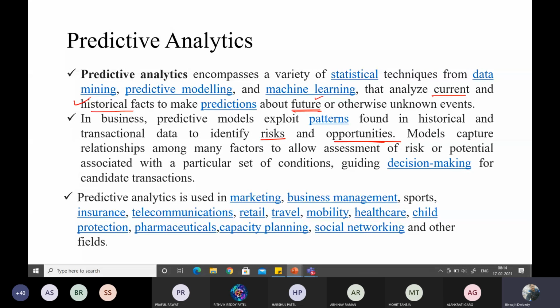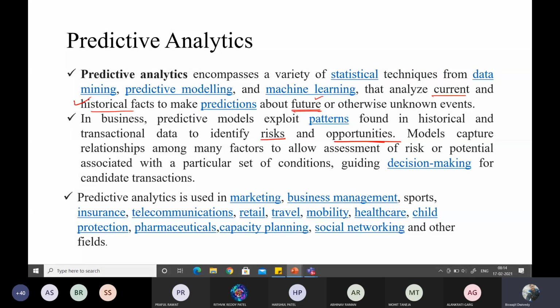So basically, we'll be trying to identify your risk or potential, and those will be based upon some conditions. It's not that we'll be randomly picking the data and analyzing it to find out the risk or your opportunities. There will be some conditions. Based upon those conditions, we will be doing these types of predictive analytics.